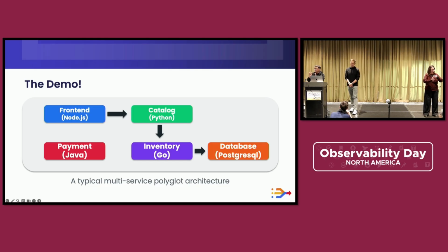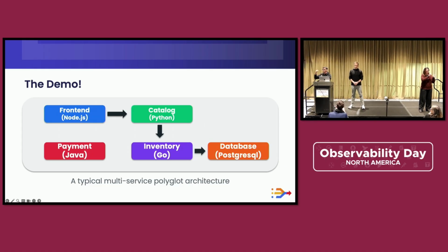So the front end gives you the ability to search. And when you search, the front end contacts the catalog service, which is written in Python. The catalog service in turn calls the inventory service, which is written in Go. The inventory service checks if the book you are searching for is in stock. And how does the inventory work? It connects to the PostgreSQL database.